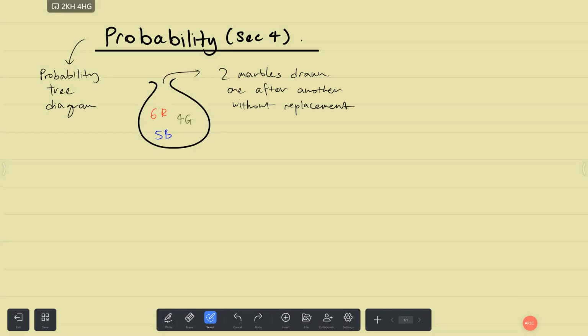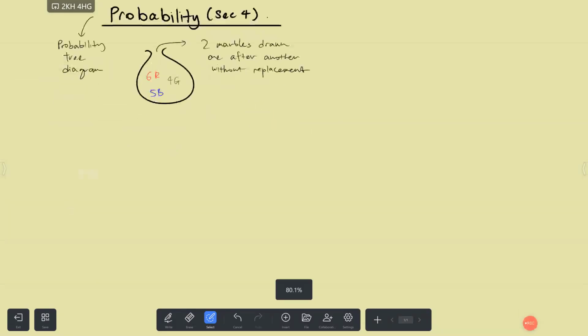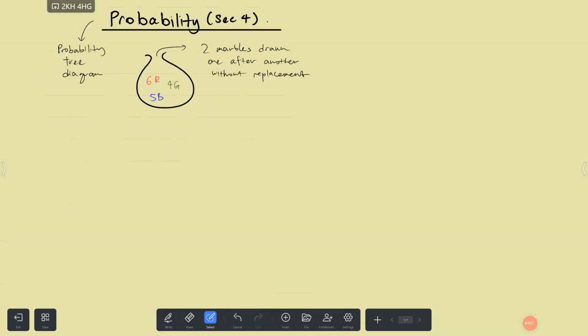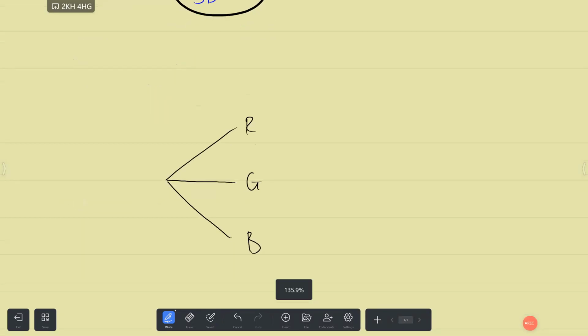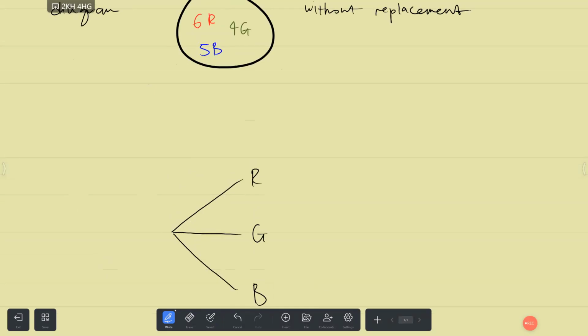So what we're going to draw here is an idea of how our first marble drawn would look like. This will start from a single point, and there'll be 3 possible ways the first marble can go. Of course, it will be our red marble, green marble, followed by a blue marble. And over here we have 3 different possibilities. To draw your first red marble out of a total of 15, it will be 6 out of 15. We have to simplify it to 2 out of 5.